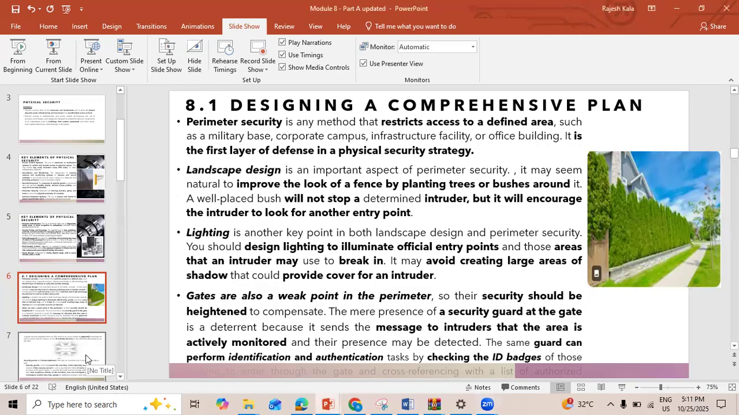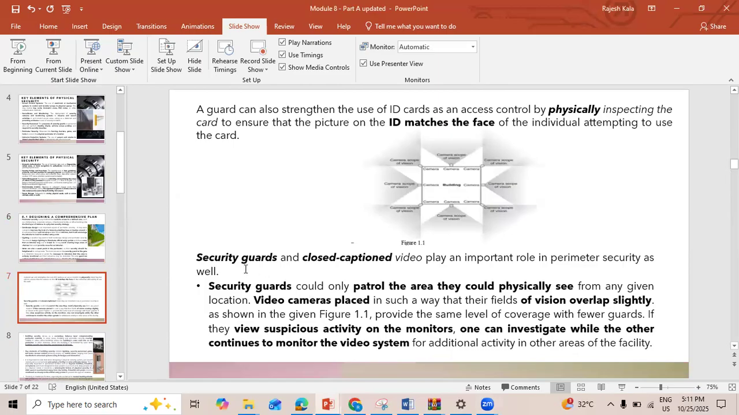Then next is security guards and closed caption video. This means the security guard cannot monitor a big area, because the company will be a big company and the security guard may be patrolling in a particular location. What about other locations which the security guard cannot access?